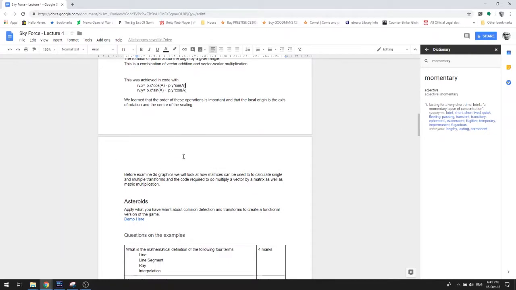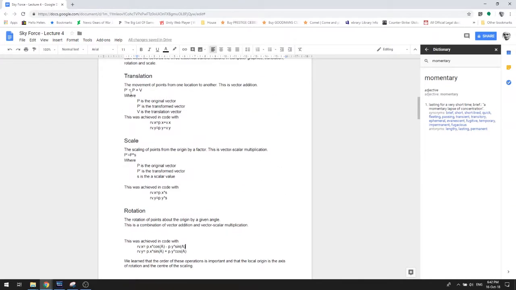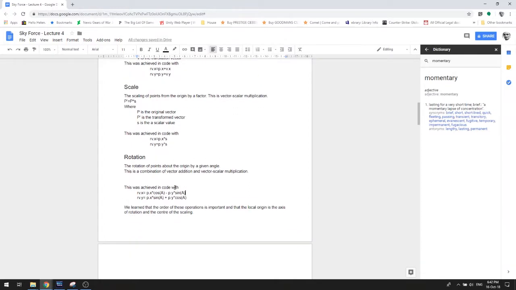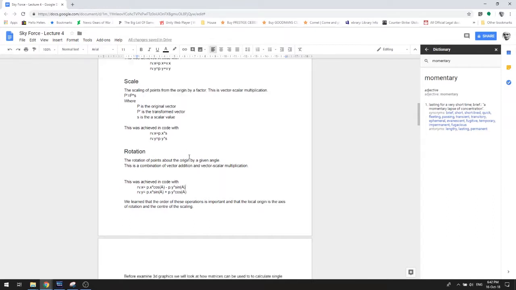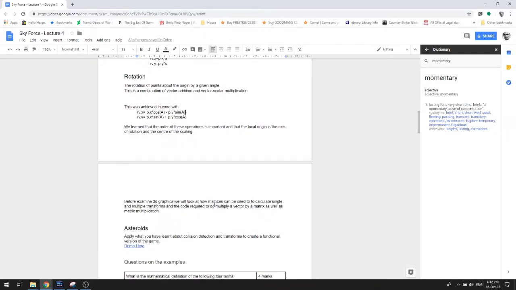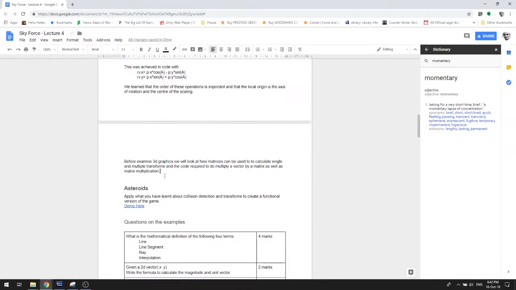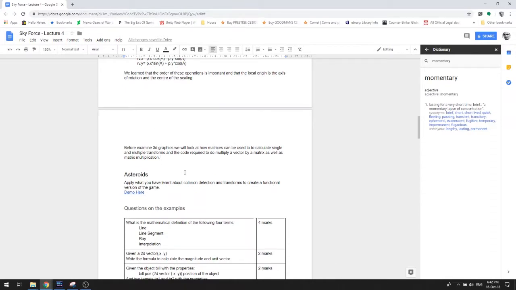So before we examine 3D graphics, we need to look at how matrices can be used to take all of these calculations, these three calculations, which are very common in computer graphics, and combine them into a single matrix. And then we just multiply the vector by the matrix, and it will do all three transformations in a single go. So that's the power of using matrices. I want you to have a look at matrices and do your best to see if you can understand the complexity behind them.